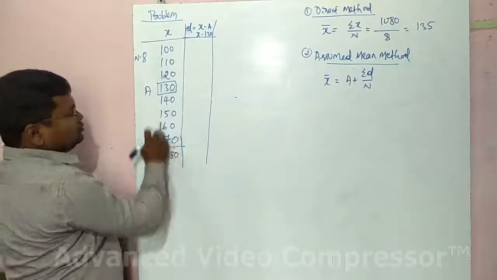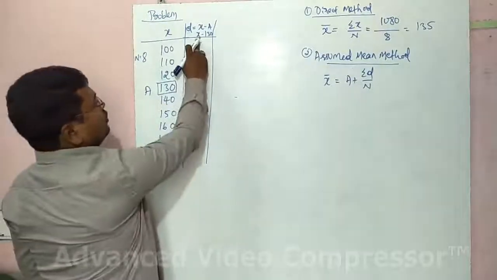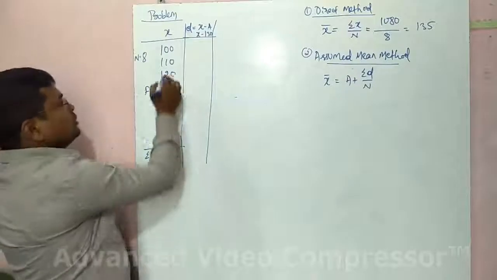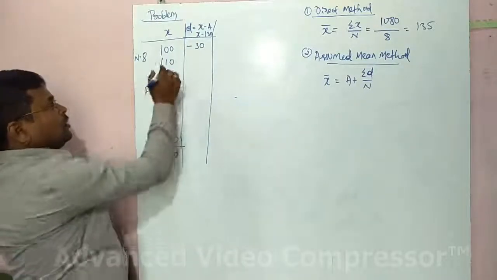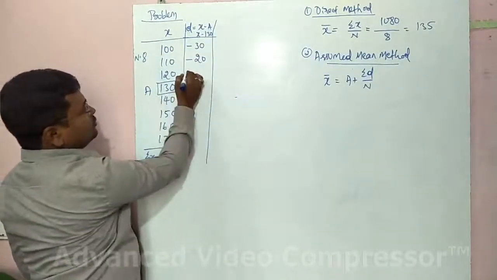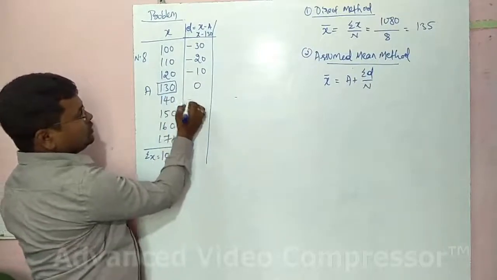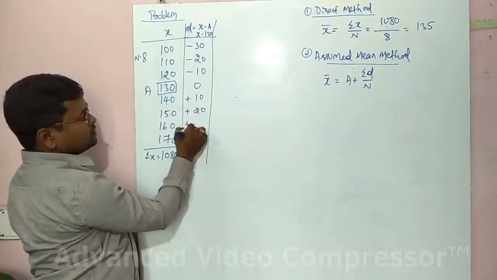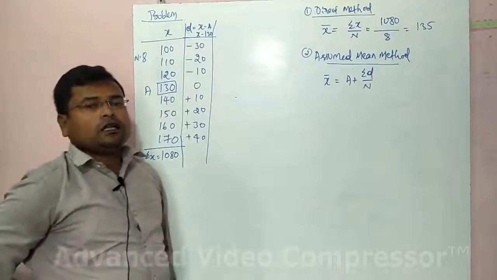These are all the values given in the problem, called x, and we have selected a as 130, so we just deduct a from the x values. 100 minus 130 is minus 30, 110 minus 130 is minus 20, 120 minus 130 is minus 10, and 130 minus 130 is 0. 140 minus 130 is plus 10, 150 minus 130 is plus 20, 160 minus 130 is plus 30, and lastly 170 minus 130 is plus 40. This is the d column that we have calculated.